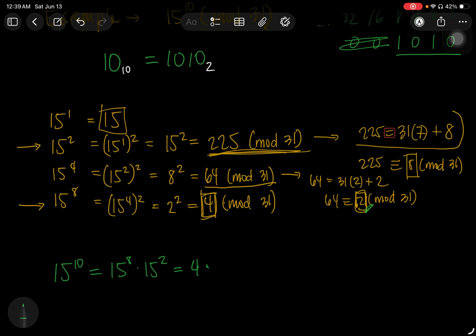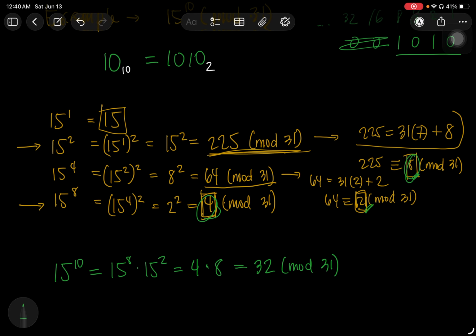Oops, 15 raised to 2 is 8. So correction. For 15 raised to 8 it is 4, and then 15 raised to 2 is 8. There. So we will have 4 times 8, which is 32. And add the mod here, 31.